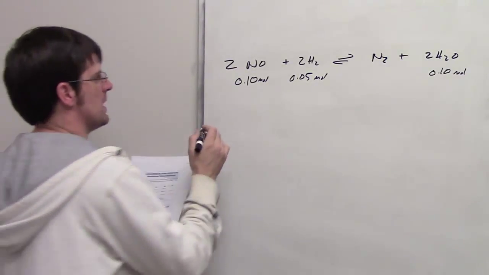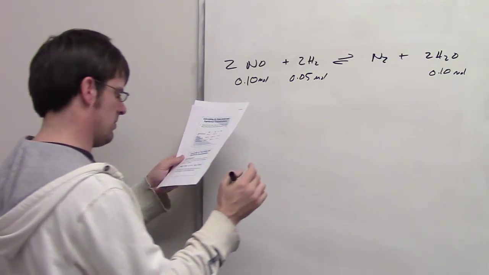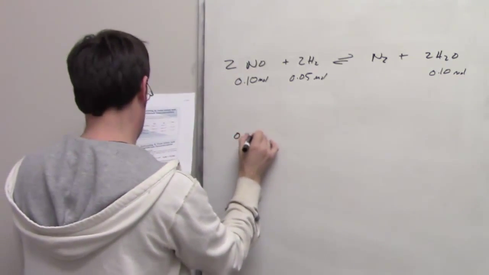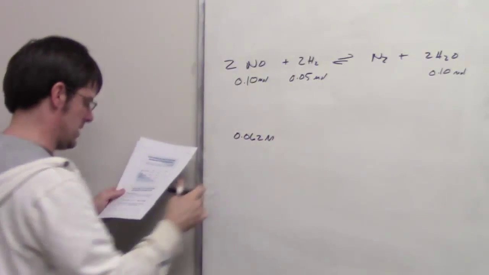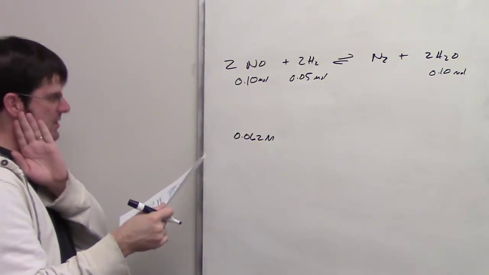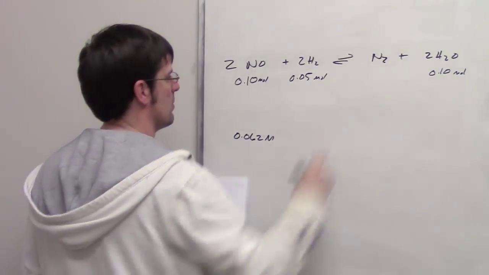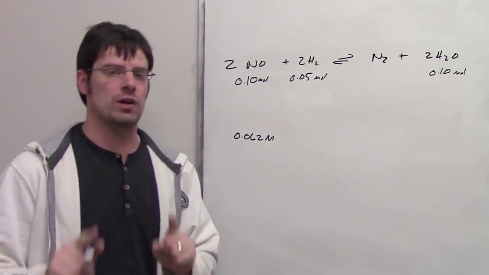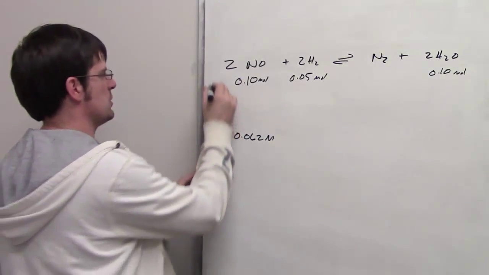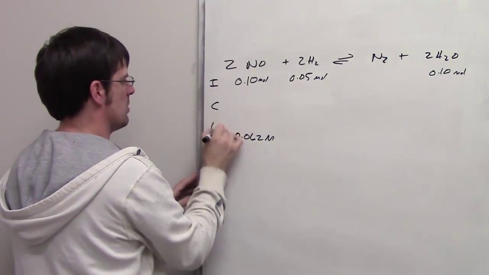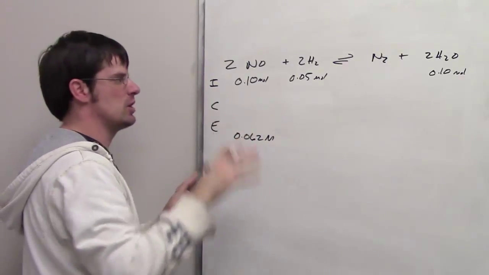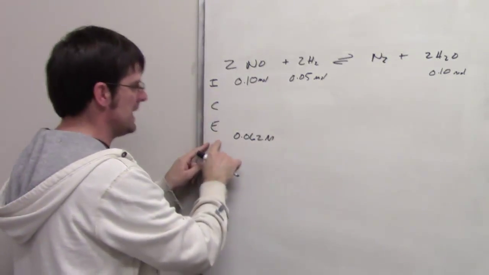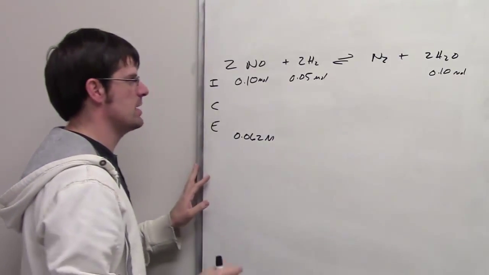It informs us that at equilibrium the concentration of NO is 0.062 molar. And then it asks us to calculate the equilibrium constants for the remaining substances. The way we do this, of course, is going to require us to do an ICE table. So I'll go ahead and write ICE. Remember that I is the initial concentration, C is the change in concentration, and E is the equilibrium concentration.